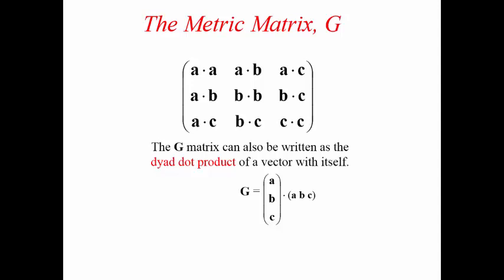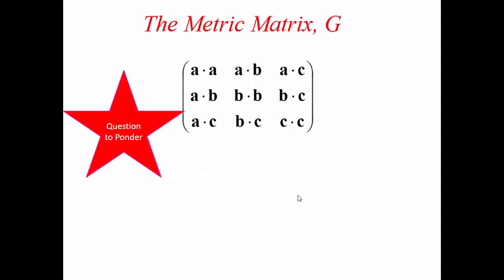We can also write the metric matrix as a dot product. It's called the dyad dot product, and you can see here you have a 3 by 1 matrix, and here you have a 1 by 3, so that when you dot them in you get a 3 by 3, which is of course the G matrix.